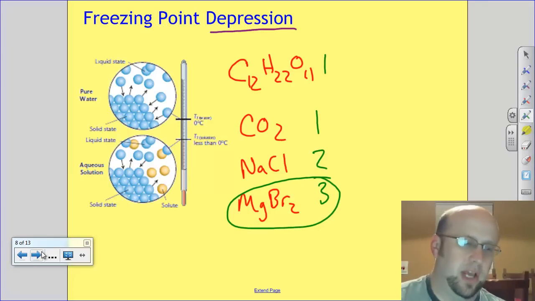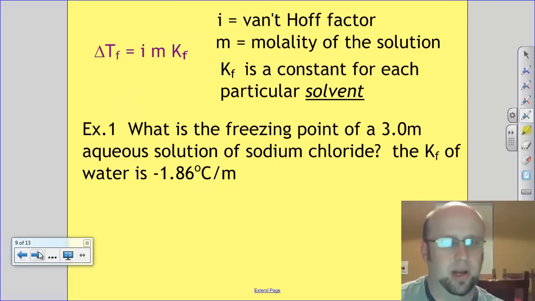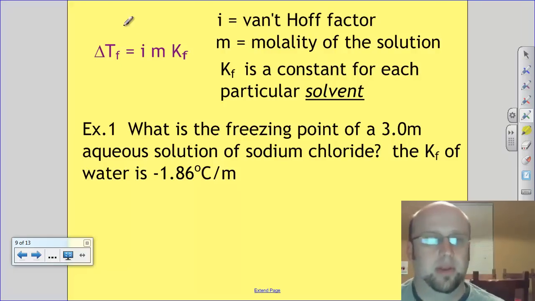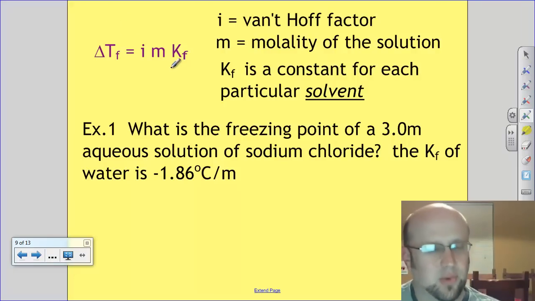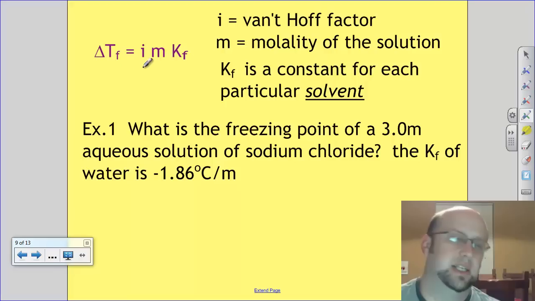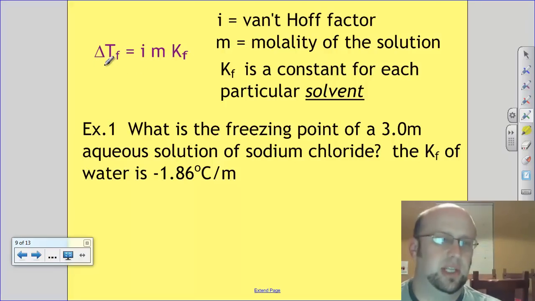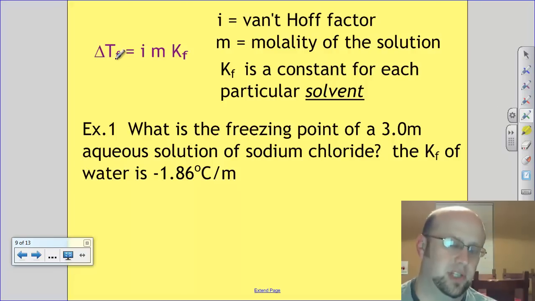Now, that is a rough estimation for how that works, but we can actually do a calculation for that. And this is the formula right here. It seems like it's really complicated, but it's not. If you read what each thing is, it's pretty easy to tell. Remember that anytime you see a delta, that means a change in. So this means the change in the freezing temperature. Delta means change in, T is temperature, and F here stands for freezing.